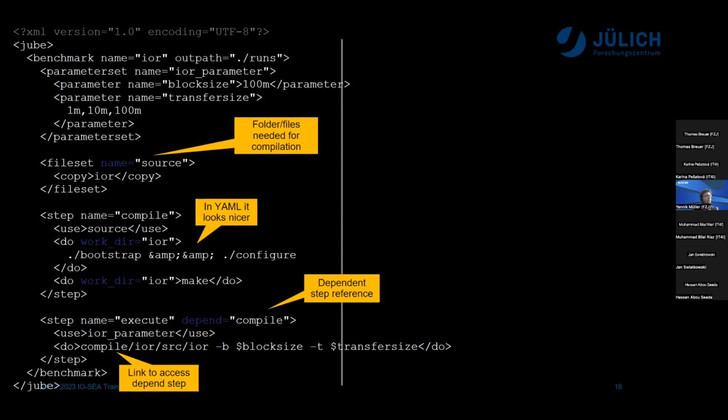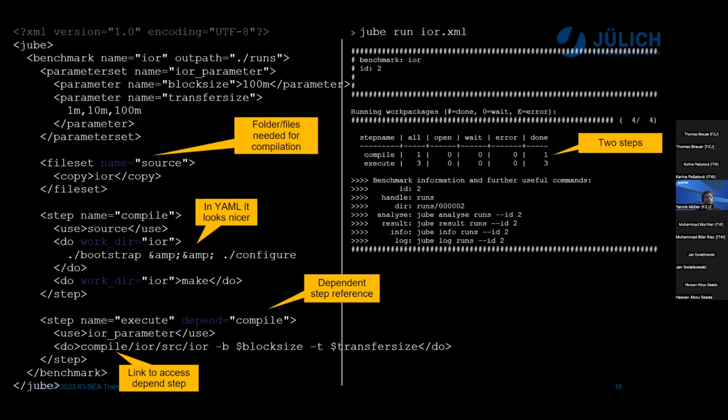And in this compile step, we are using the IOR file set. So there we will have a subdirectory called IOR. So yeah, we show here how to use these dependencies. So the links will be set up by JUBE, so you only need to use them here.